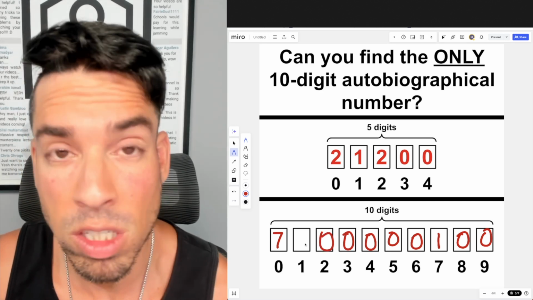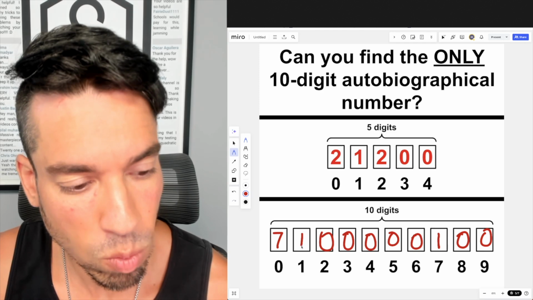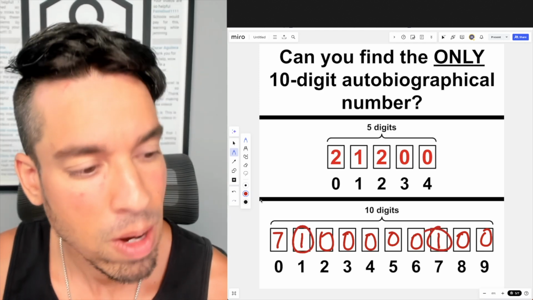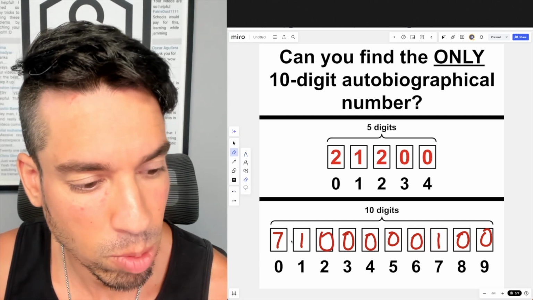And then we get back to the 1 spot. Now, we're in a bit of a dilemma, because how many 1s do we have? Well, we have 1. But now by placing a 1 here, I now have 2 ones. So this is actually not going to work. This will not work for this autobiographical number. But we're going to start again.